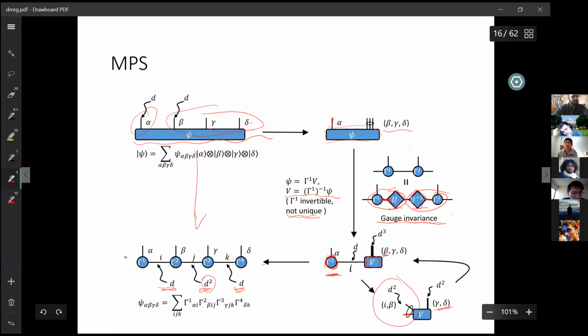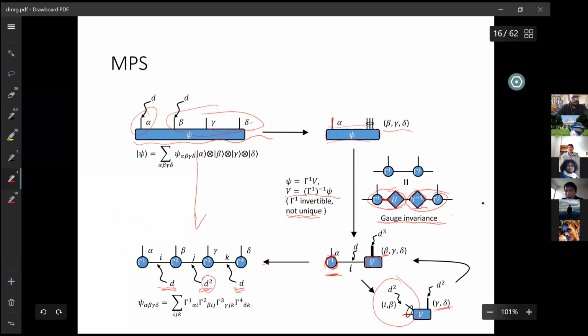Sorry, so why does this gauge invariance help? Why don't I just choose gamma 1 to be the identity every time? Yeah, you can choose it like that. That's fine. But sometimes in field theory, it's helpful to choose one gauge over another. We will introduce a kind of conventional gauge that would be very useful for the contraction, to calculate physical measurables. That's called the canonical form. We will get into this later.